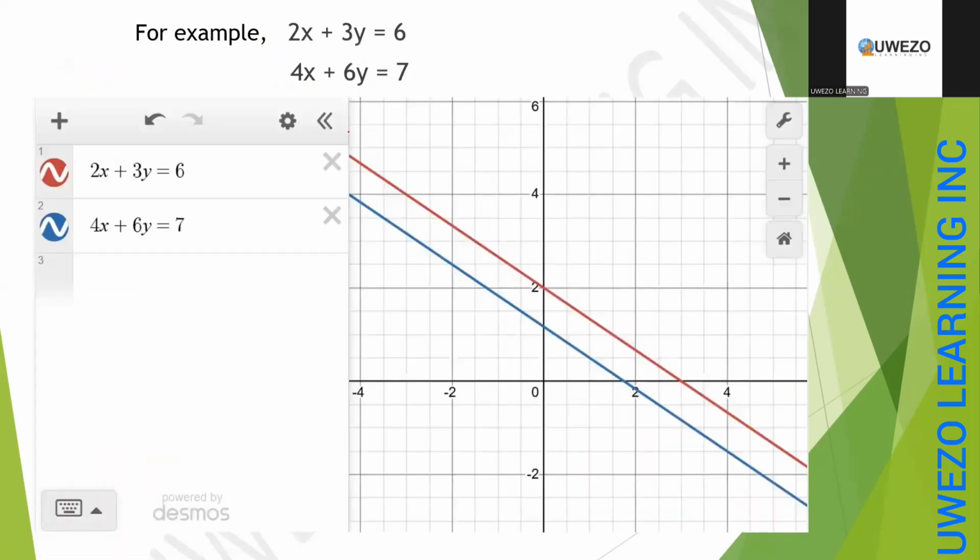Here is an example that we solved in Desmos. If one equation is 2x plus 3y equals 6 and the other equation is 4x plus 6y equals 7, you see some parallel lines. So this system of equations will not have any solution.